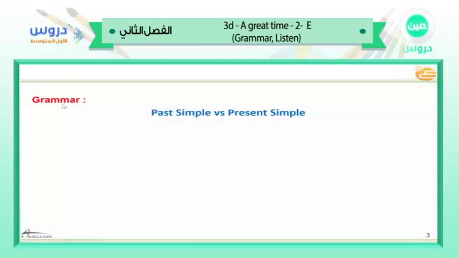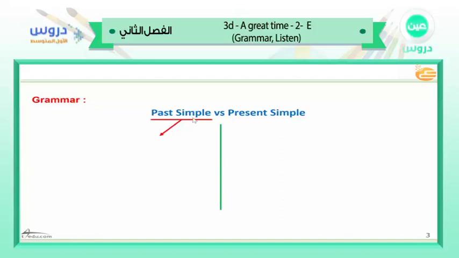We will start with grammar. As we said, we will talk about past simple versus present simple. At first, we want to know what is the difference between past simple and the present simple, and how we can make the affirmative sentence, the negative sentence, the questions and their answers. So first of all, we will talk about the past simple. I will try to make it as easy as I can.